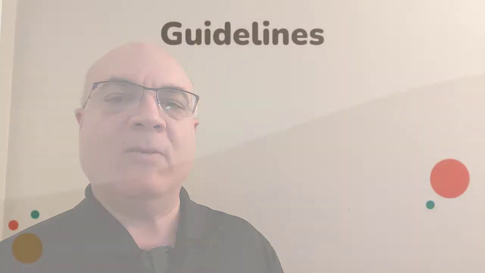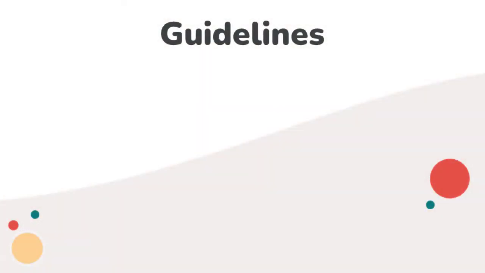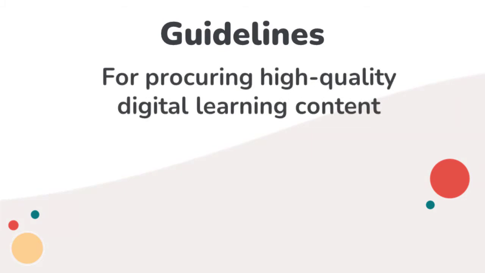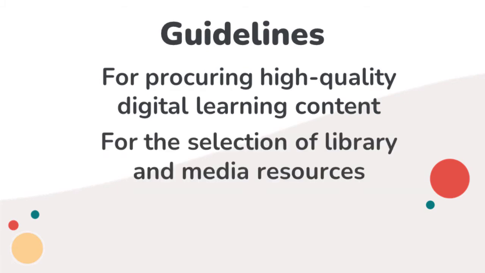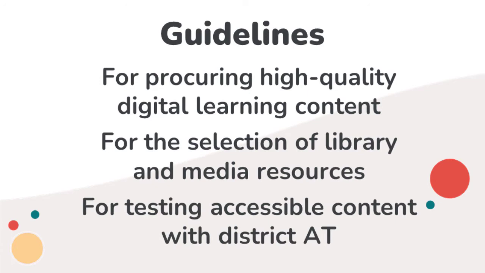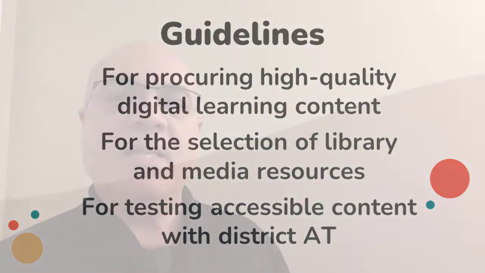Part of these policies in the district should include several guidelines to follow as part of a procurement process. Guidelines for procuring high-quality digital learning content that meets accessibility criteria, guidelines for the selection of library and media resources that include evaluation for accessibility, and when needed, the procurement of accessible formats. Guidance for testing accessible content for its compatibility with assistive technologies used in the district. Developing and implementing these guidelines as part of an infrastructure process can support the development of an inclusive technology infrastructure.